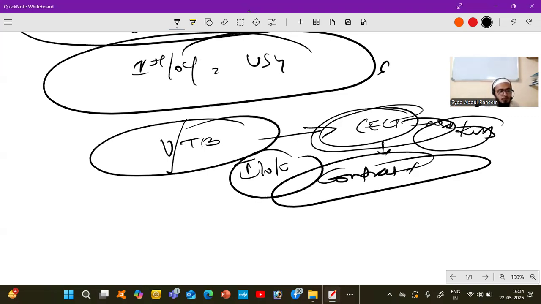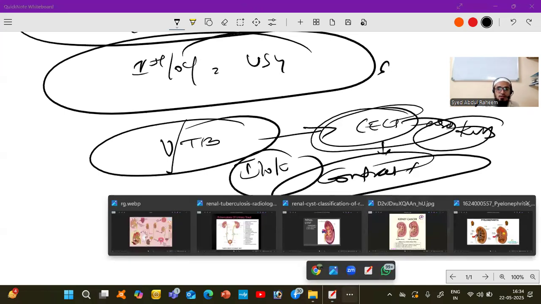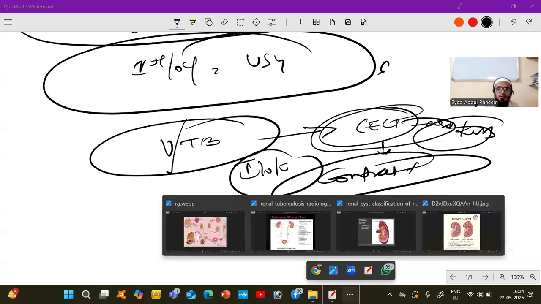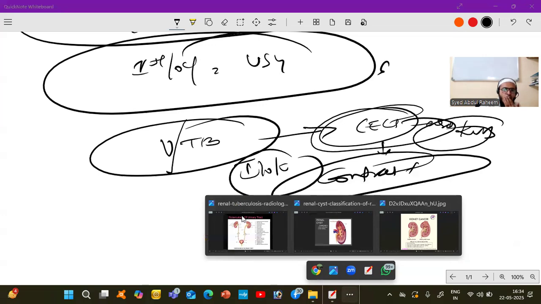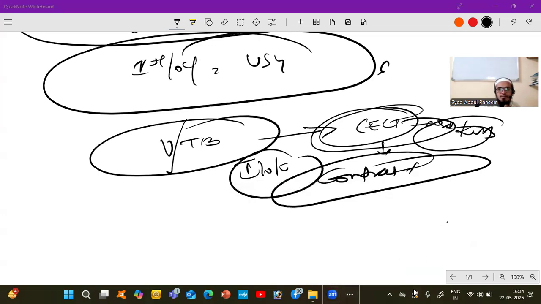So we discussed renal stone, acute pyelonephritis, and urinary TB. Next, another common type of disease in the urinary tract is renal mass. You can see renal mass. One second, please.